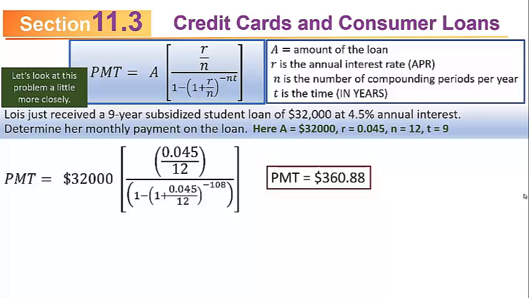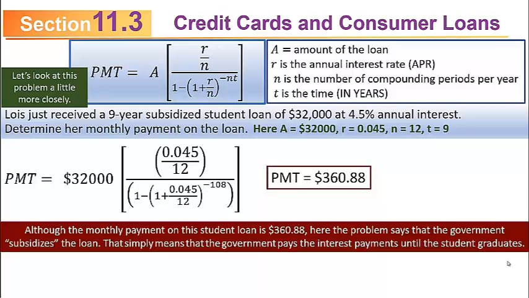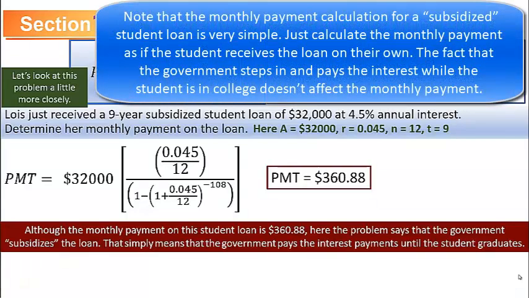I want to use this problem to talk about a slight variation, so before we leave it, let's look at it a little more closely. Although the monthly payment on this student loan is $360.88, here the problem says that the government subsidizes the loan. What does that mean? That simply means that the government takes care of the interest payments until the student graduates. Until the student graduates, payments are not due.